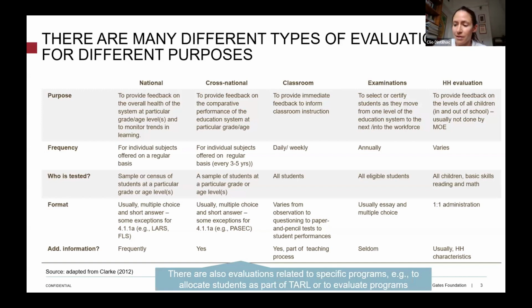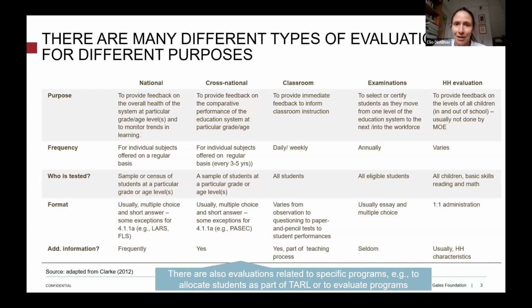There are classroom-based tests that are mostly about providing feedback on teaching. There are examinations that were historically about a selection purpose, but today possibly play more of a certification one. And finally, there are also household evaluations, some of which are administered by the PAL network, also by UNICEF MICS, and which try essentially to provide a snapshot of all children in a country. And it's typically not done by the Ministry of Education.